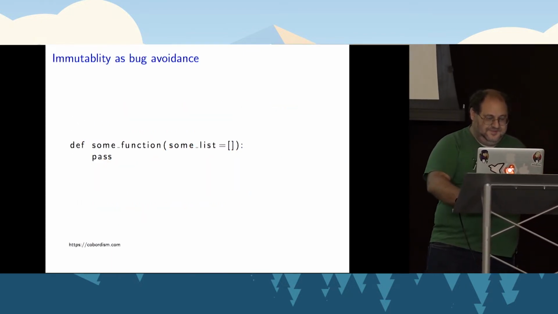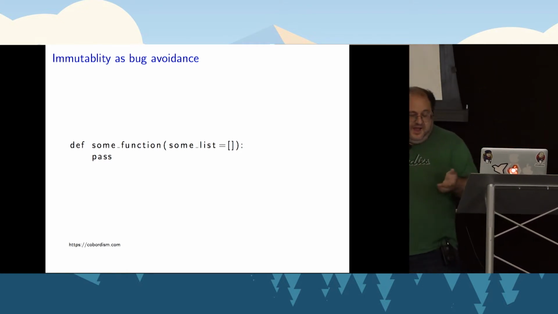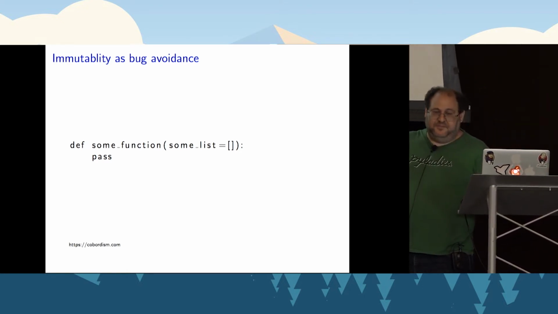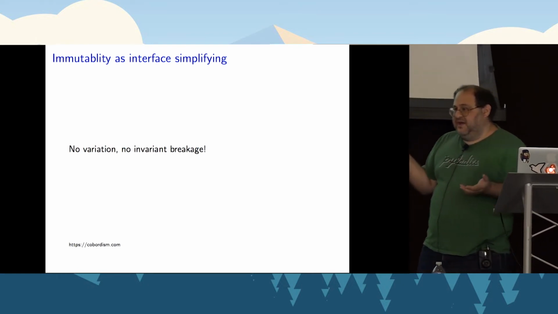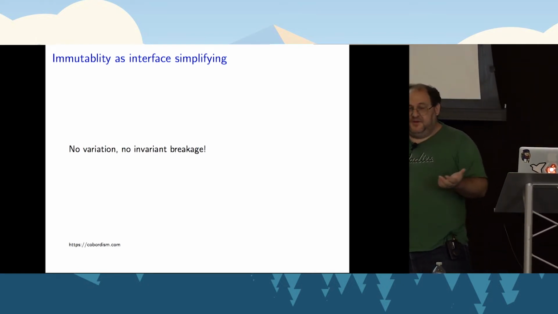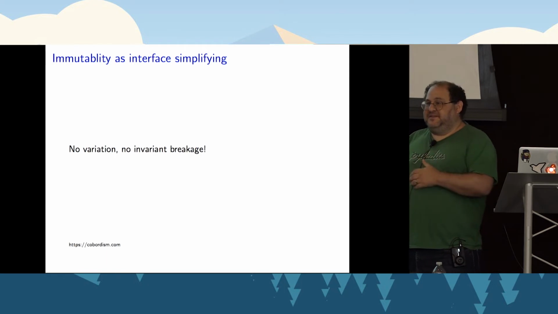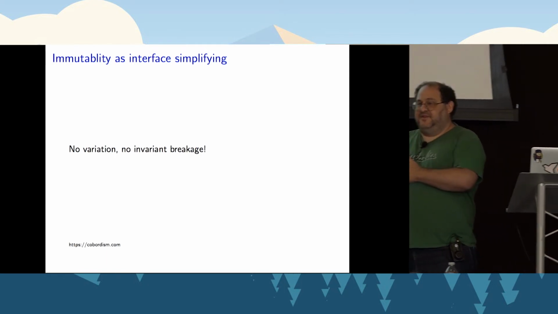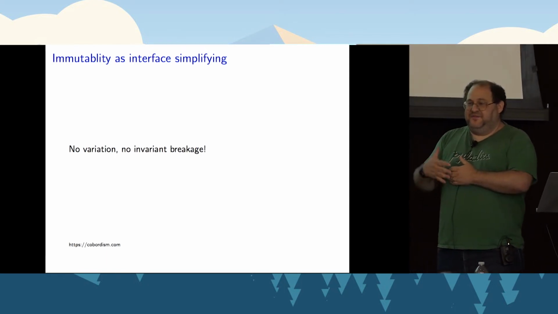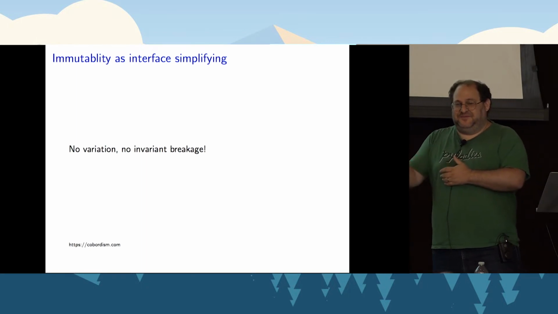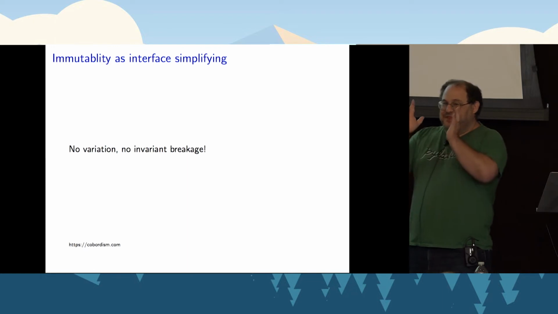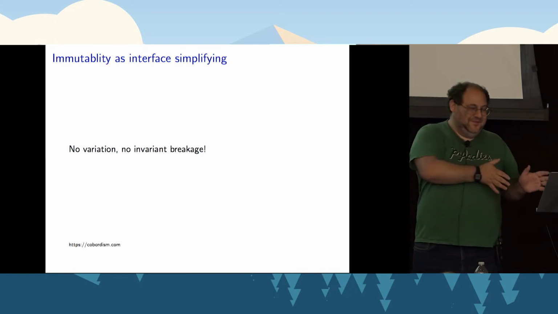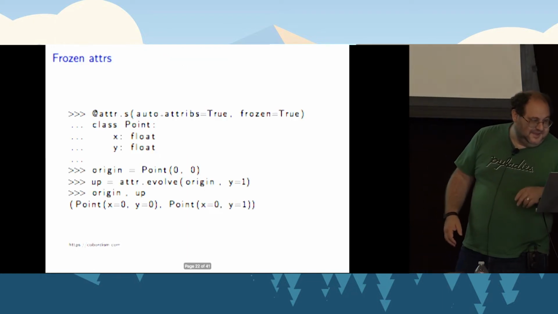Oh, sorry, so I already talked about that. Immutability helps you avoid bugs, because no function can change it. It helps you simplify the interfaces, because usually you have to specify what invariants your class has. If you have immutability, you cannot change invariants, right? Because you have no variance, you cannot break any invariants. So whatever invariants you create will stay for the lifetime of the object.